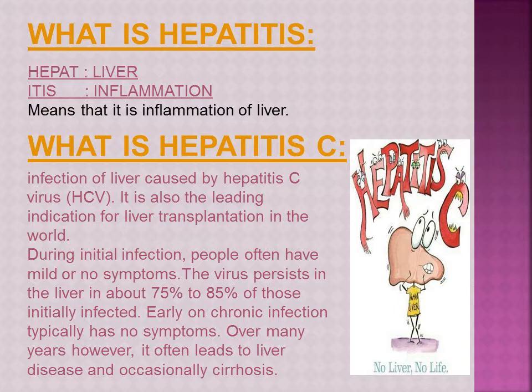During initial infection, people often have mild or no symptoms, but it persists in the liver in about 75-85% of initial infections. Early on, chronic infection typically has no symptoms over many years, but it often leads to liver disease and occasionally serious complications.